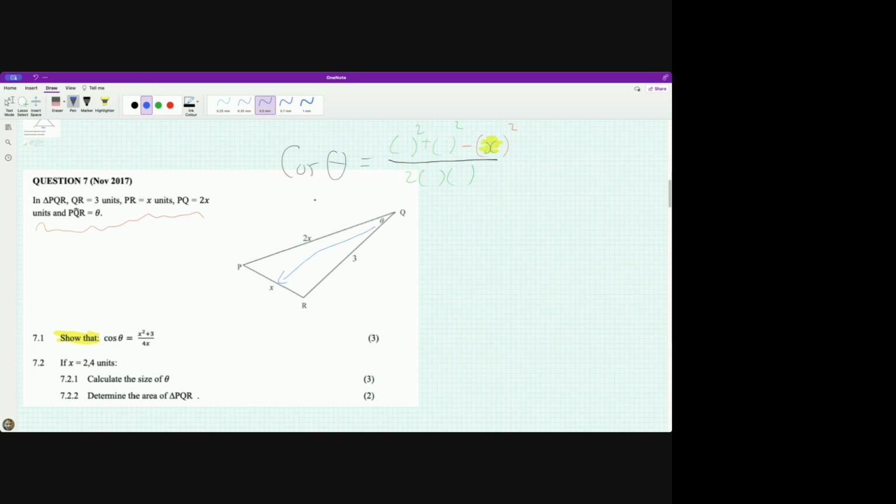If we look at the drawing, what do you think is left here? Well, if I've used up the x over here for that one opposite there, the other two sides are a 3 and a 2x. So I'm going to put a 3 and a 2x here, and I'm going to put a 3 and a 2x there.